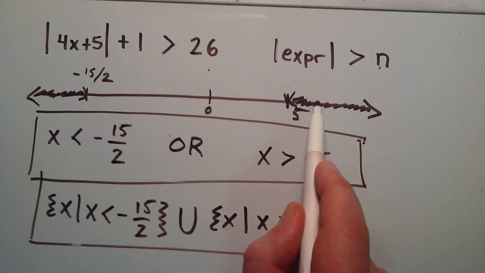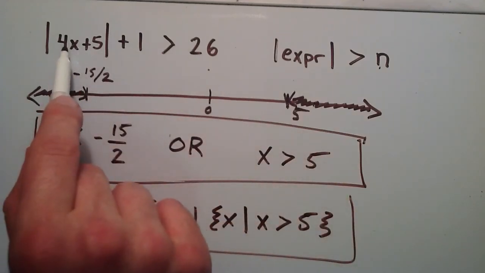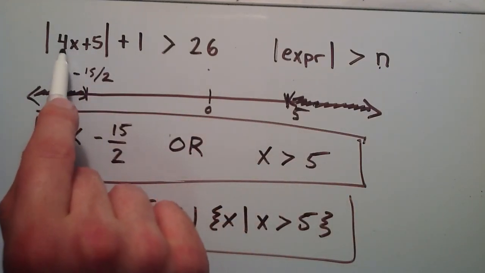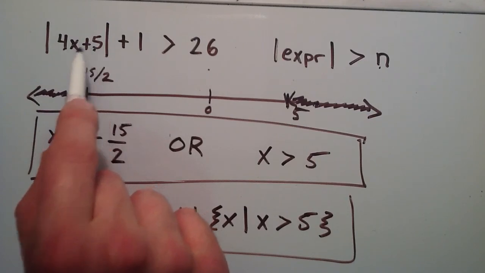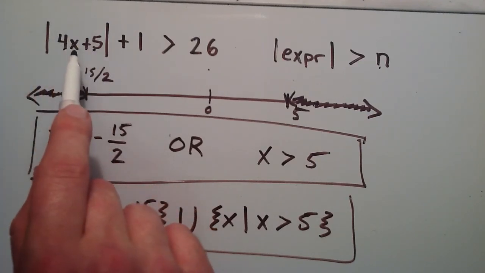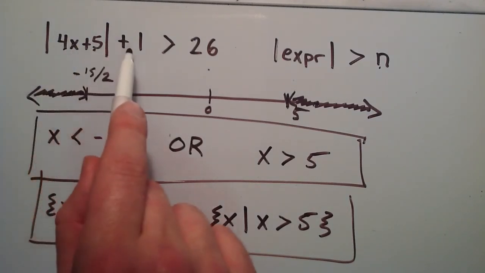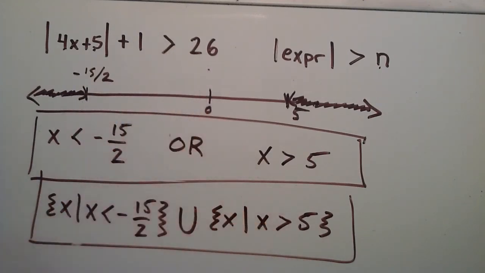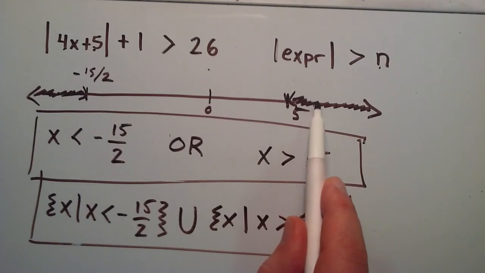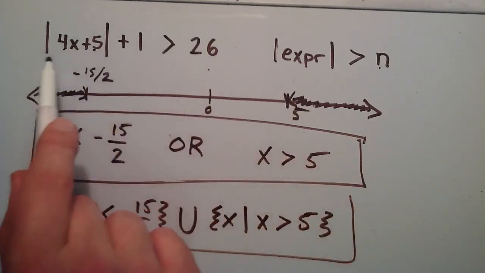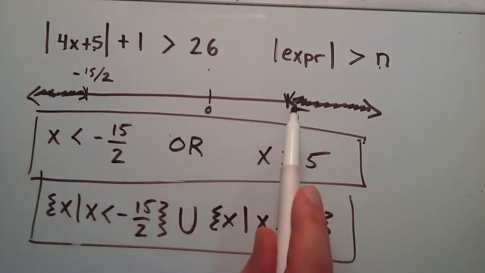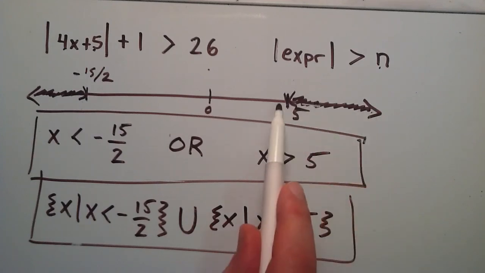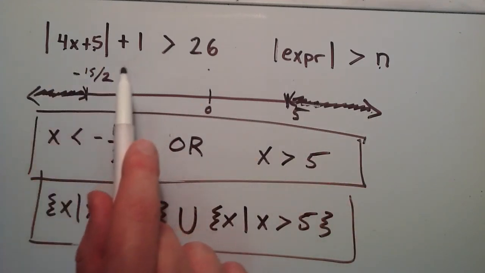6 would be over here somewhere. 6 times 4 is 24, and 24 plus 5 is 29. The absolute value of 29 is 29. 29 plus 1 is 30, and 30 is greater than 26. So that was an example of something that is in the set, and that does produce a true statement. So anything in the set will produce a true statement. Anything not in the set will produce a false statement.